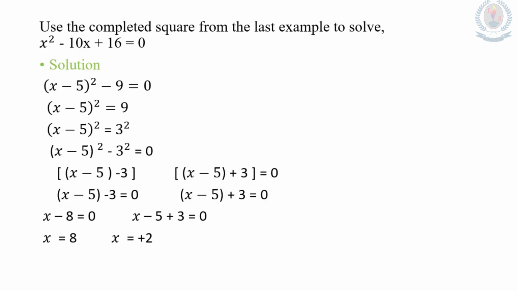Without the squares, we can take one answer as x minus 5 minus 3, the other one as x minus 5 plus 3 equals 0. It means (x minus 5) minus 3 equals 0, and the other one (x minus 5) plus 3 equals 0. Then when you remove brackets, x minus 5 minus 3 equals 0. It means x minus 8 equals 0, so x equals plus 8. Other side, x minus 5 plus 3 equals 0. It means x minus 2 equals 0, x equals 2. Those two are the solutions.